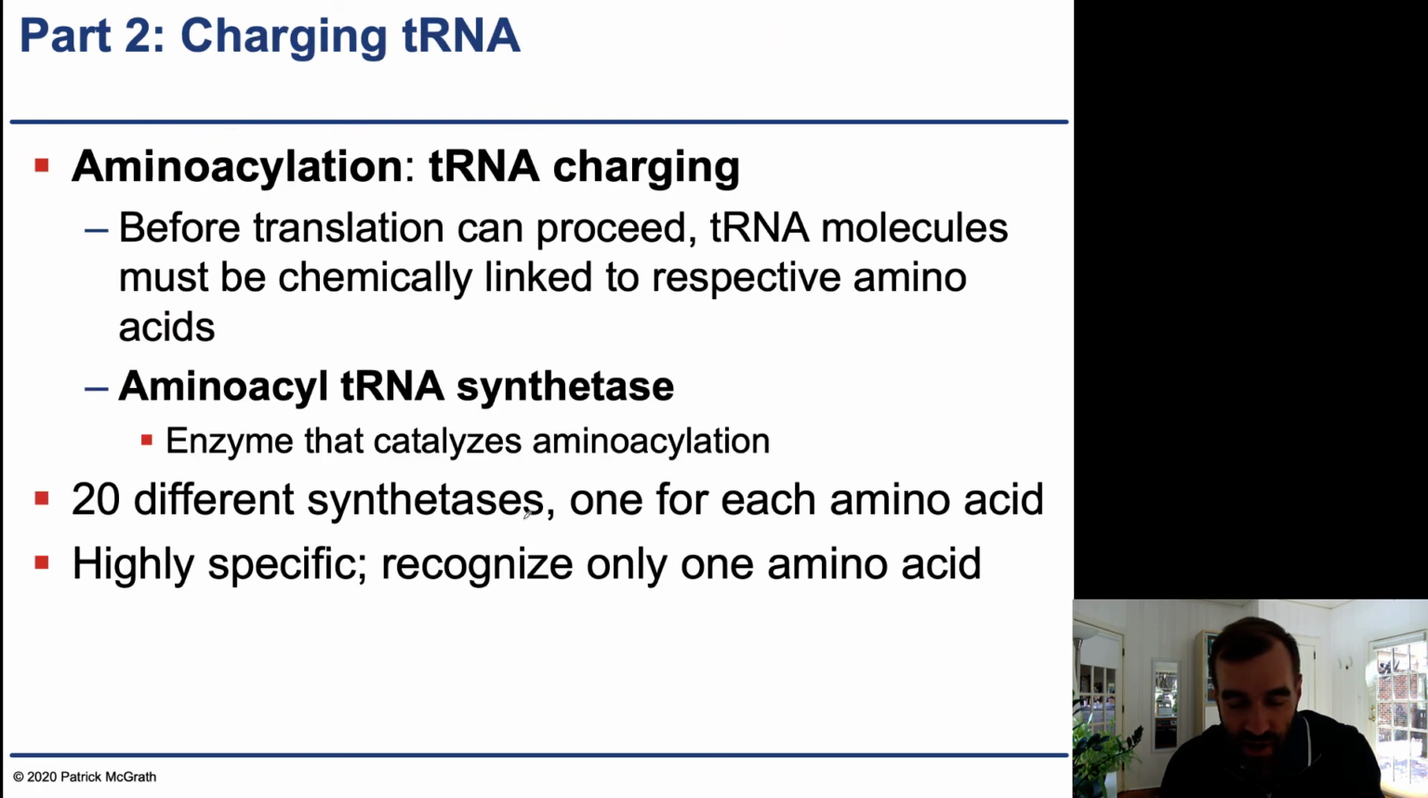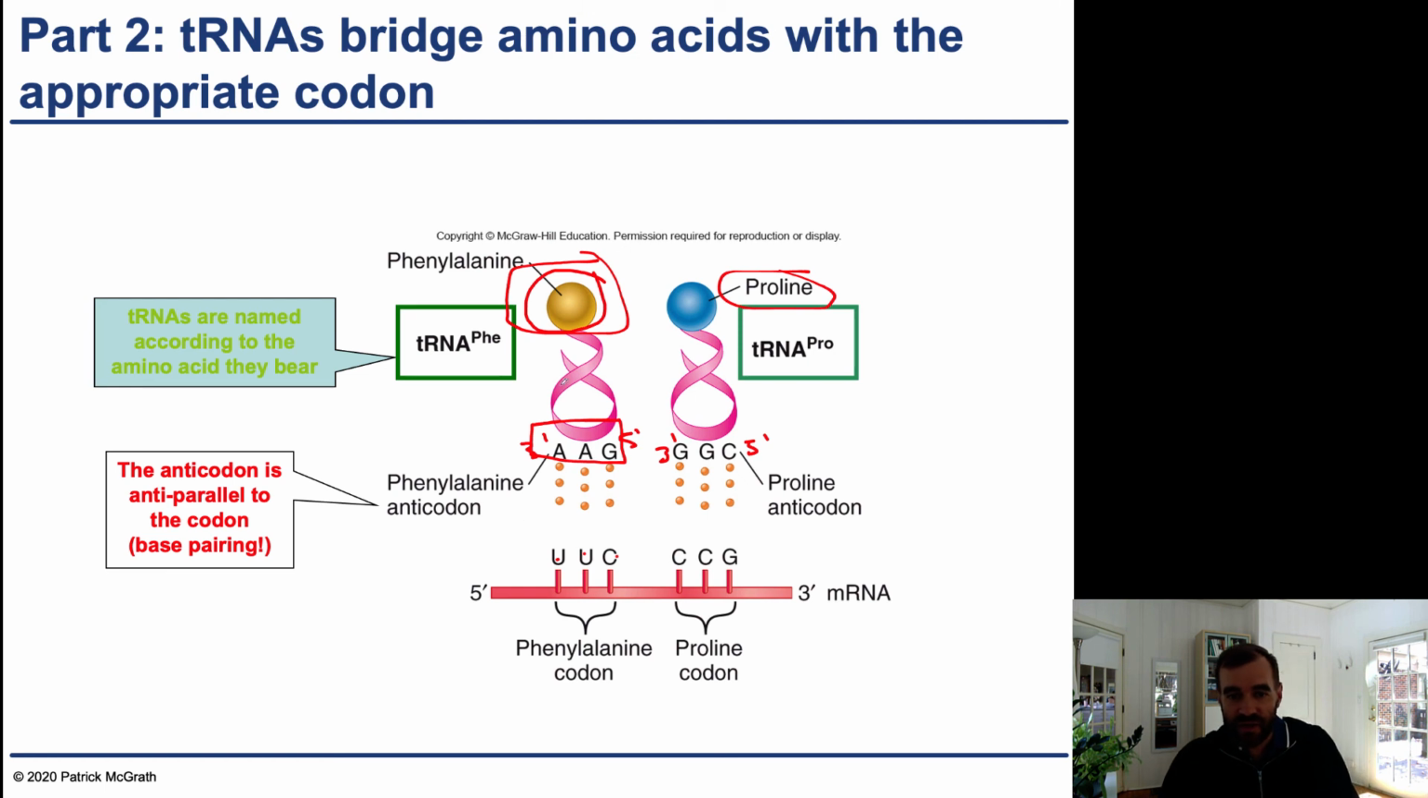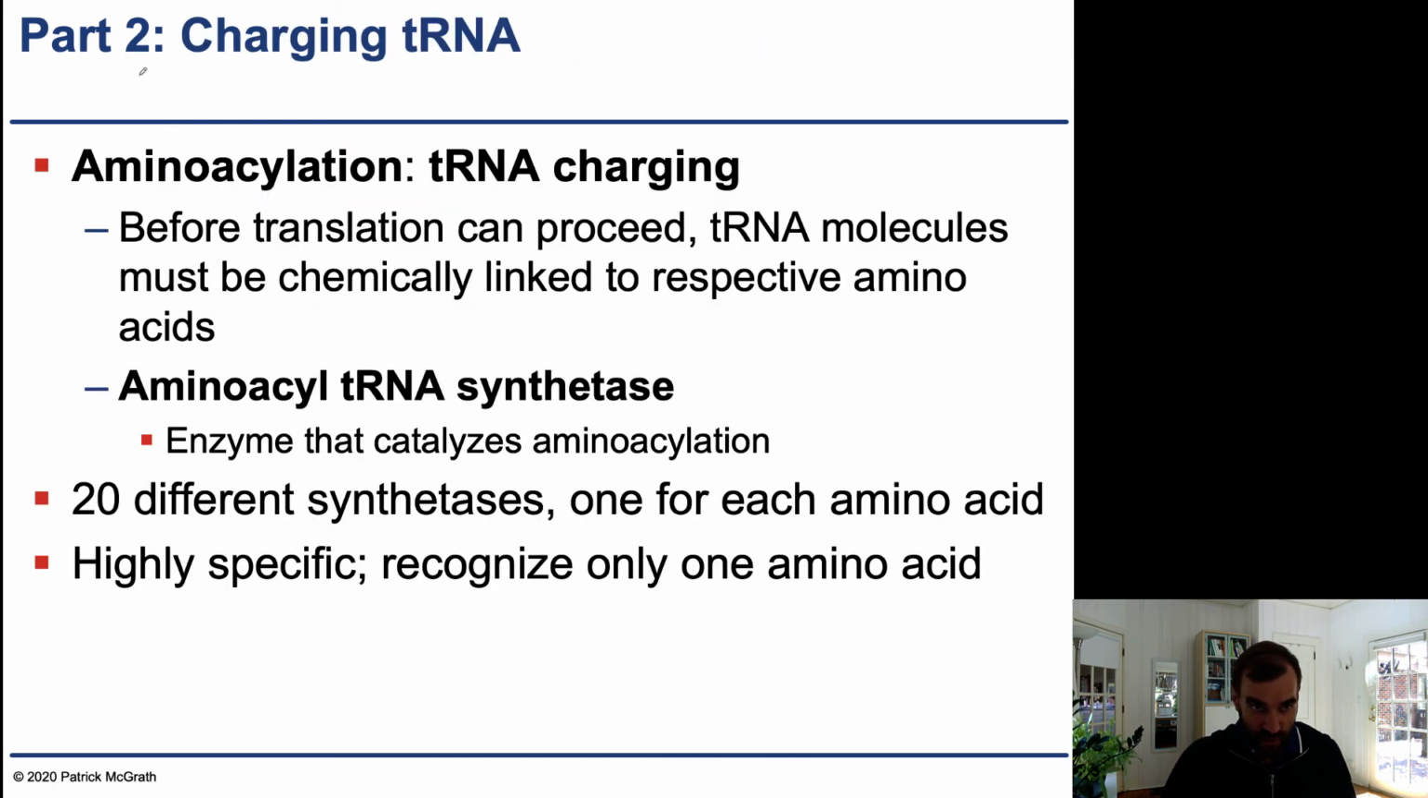So, charging tRNA. I said before that each of these specific tRNAs is attached to a specific amino acid. And so how does that happen? This is not something that occurs during transcription. You can transcribe a tRNA molecule, but an amino acid is not a nucleotide. An amino acid is a completely different type of molecule. So somehow this tRNA has to know that it can only attach to a phenylalanine. And so this process is called charging the tRNA.